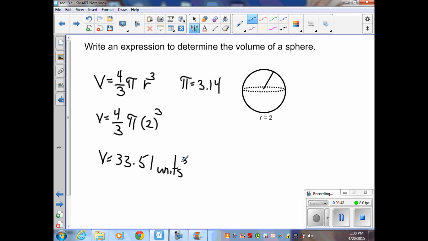So the key to determining word problems like this is to figure out what they want, and also be able to use the variables, substitute values in, and then actually simplify the problem.